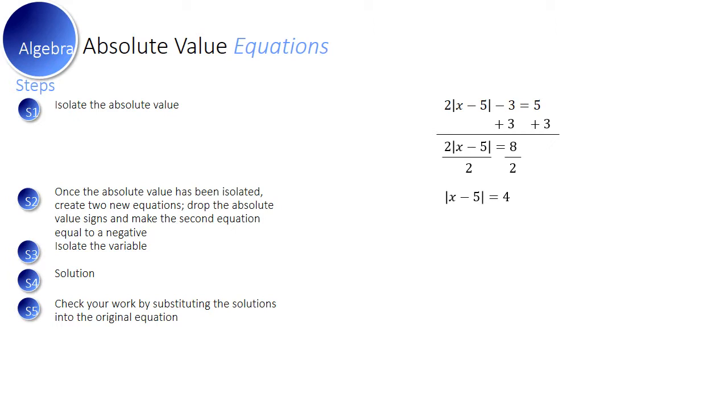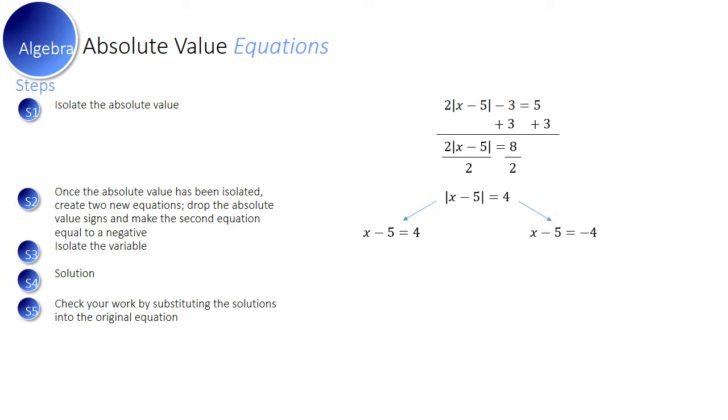Once we've isolated the absolute value, we need to create 2 new equations, and we're going to drop the absolute value signs from those new equations. The second equation, what we're going to do is make what it's equal to, what's on the right side of the equal sign, a negative number. Okay, so you'll see on here that we've got x minus 5 equals 4 and x minus 5 equals negative 4. Now we're going to solve these separately.